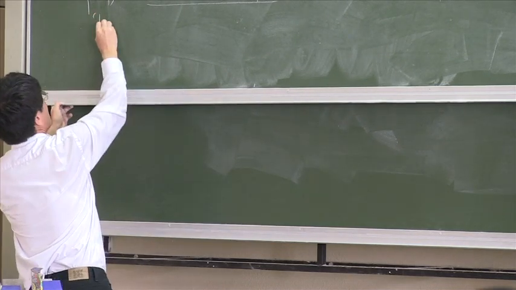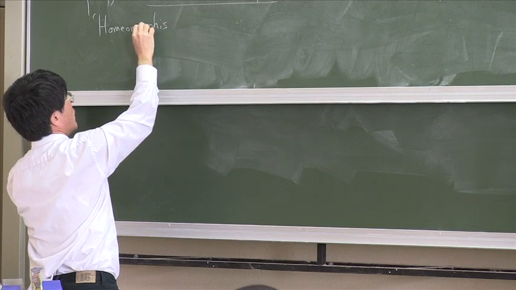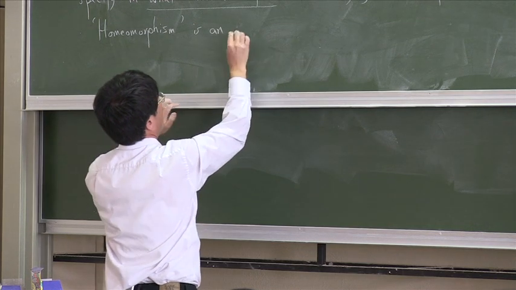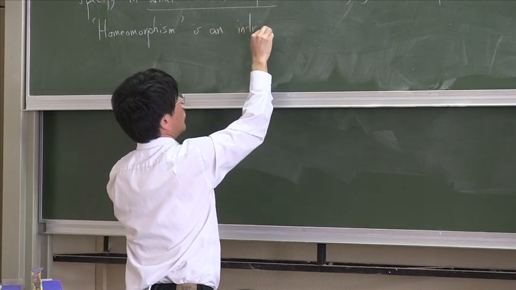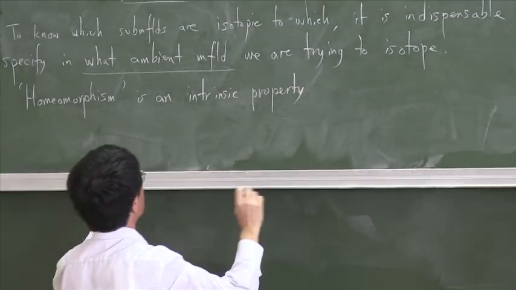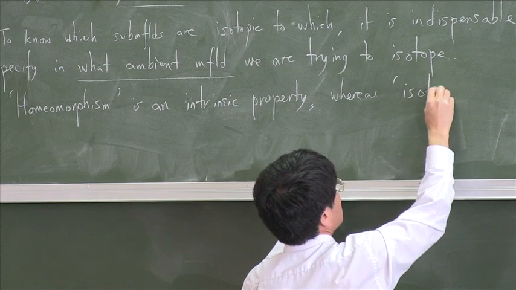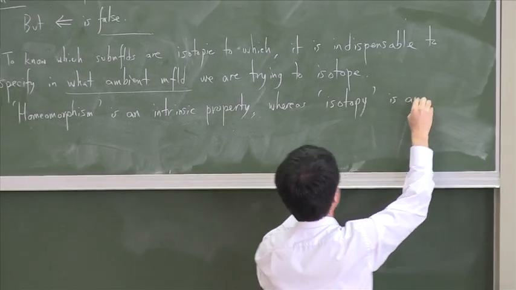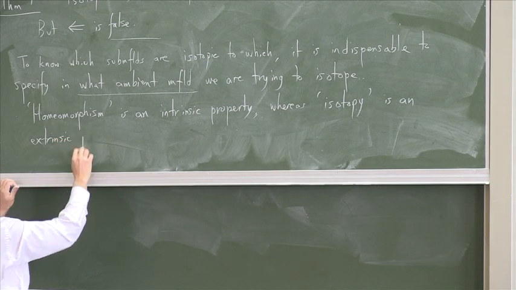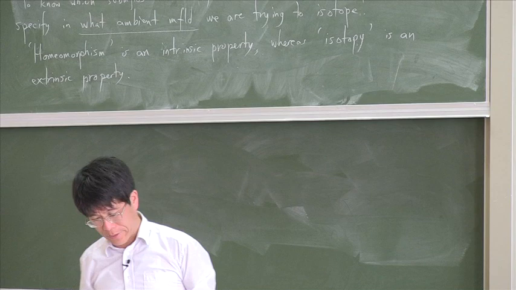So we say, this might be a slightly philosophical statement, but please try to parse the sentence. Homeomorphism is an intrinsic property. If you don't know this word, you should look it up in the dictionary. It's a very useful word. Whereas isotopy is an extrinsic property. Again, a useful word, useful concept. You should look it up in the dictionary. Okay.